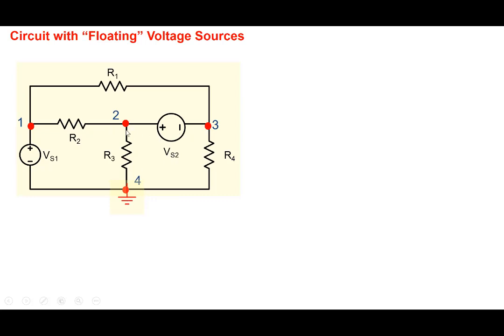They're not on the ground. So in that sense, we call it a floating voltage source. So when we have a floating voltage source, we have a little bit of complication. So fine, we have identified all the nodes. Let's look into that. This one is ground.